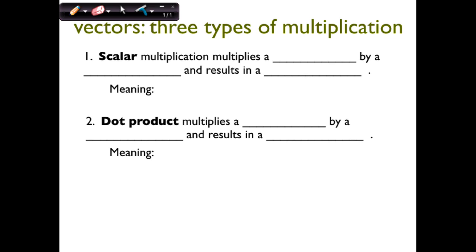Right. And what about the direction of the new vector? So yeah, so you enlarge it or you shrink it, and then what about the direction of the new vector? Same, or it could be opposite direction if your scalar is negative. Okay, dot product. Yanni.